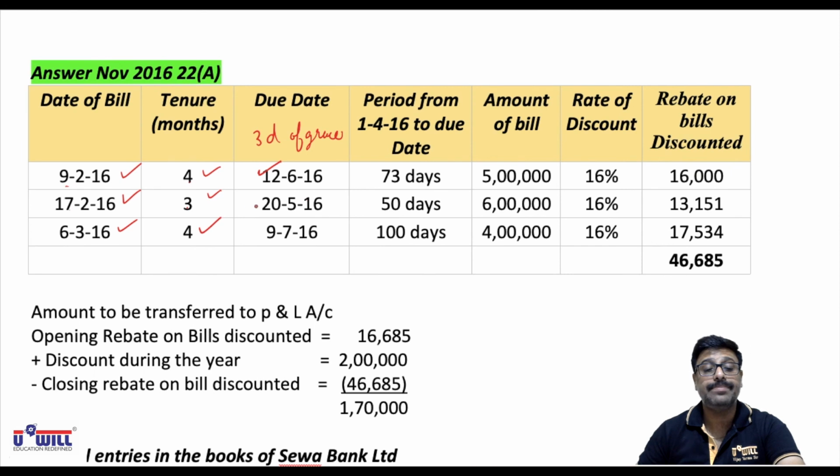days, 20 May. 6th March plus 4 months plus 3 days of grace. 6th March plus 4 months, April, May, June, July. 6th July plus 3 days of grace, 9th July. All of you must have got this correct.